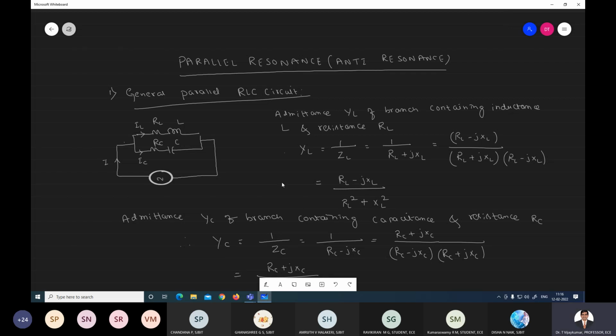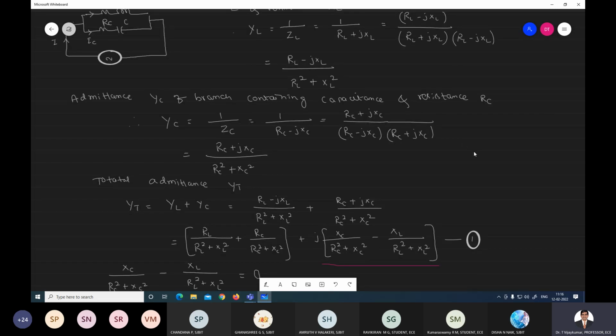Similarly, find out the admittance YC of the branch containing the capacitor and the resistance RC. So here YC is equal to 1 over ZC. The total impedance in that branch gives 1 by RC minus jXC. Again here also you have to rationalize this term. Because minus is there, therefore you write RC plus jXC in the numerator and denominator.